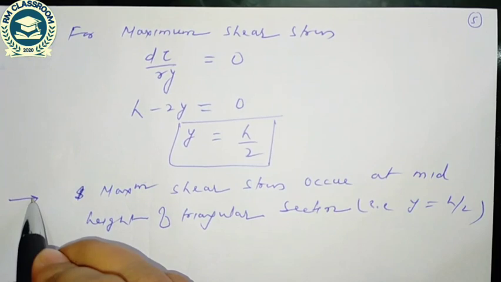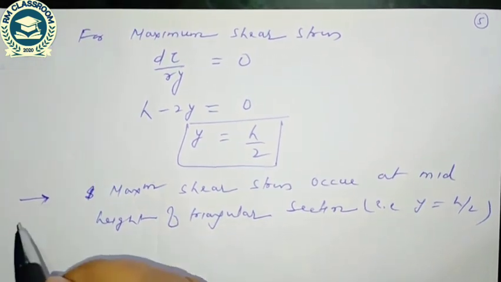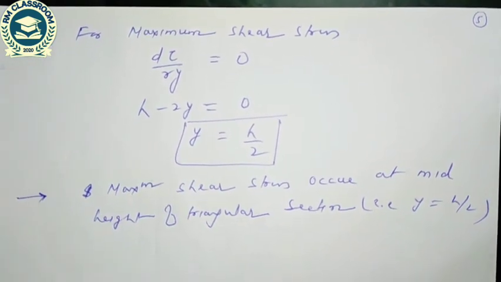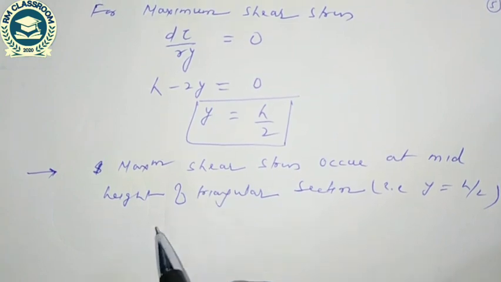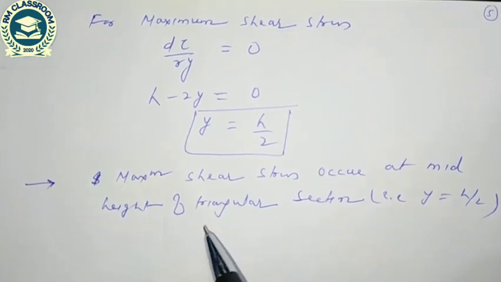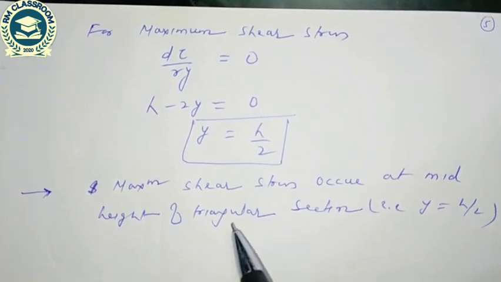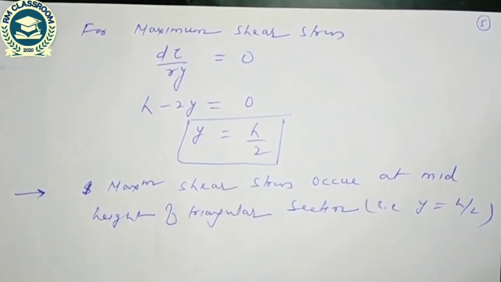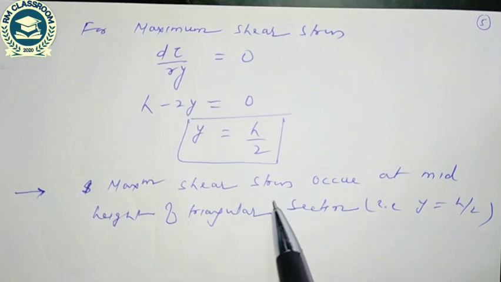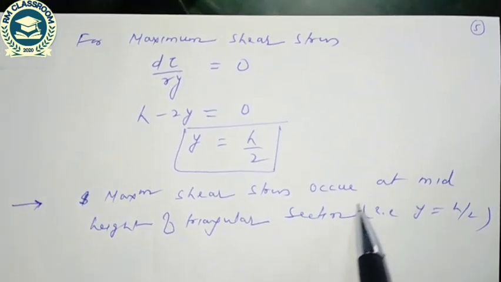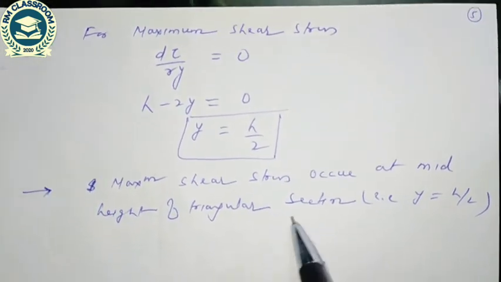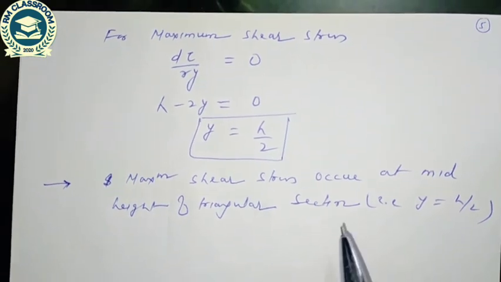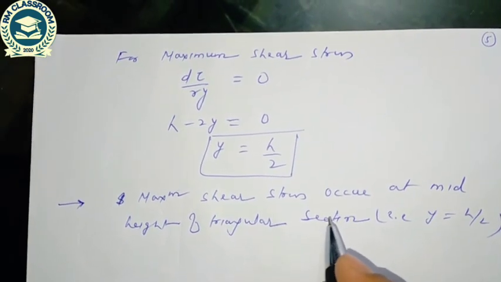So here is a different case from the last two. In the rectangular section, maximum shear stress occurs at the neutral axis, and in the solid circular section, maximum shear stress also occurs at the neutral axis. But here maximum shear stress does not occur at the neutral axis. It occurs at a distance of h by 2 from the neutral axis.